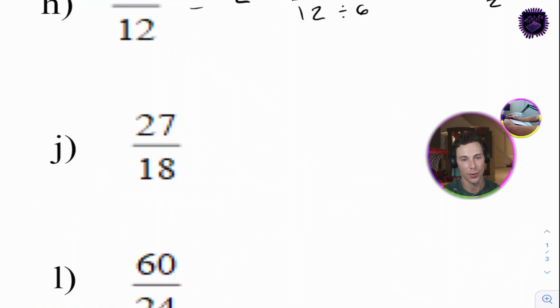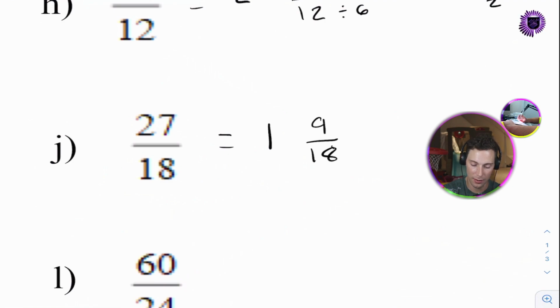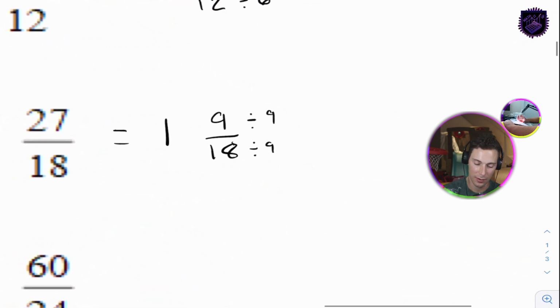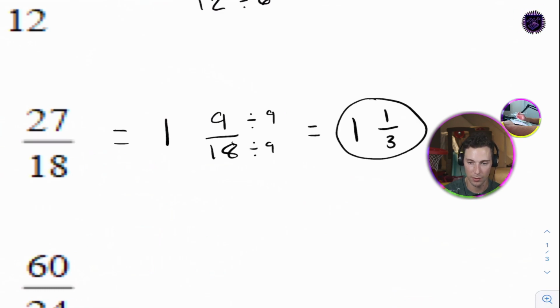27/18. So I can definitely take one group of 18, leaving 9/18. So this is going to be equal to 1 and 9/18, because I've taken a whole group of 18 from 27. But now I can simplify this by dividing by the greatest common factor, which is 9. 9 is a factor of itself. And so this is going to equal 1/3. So my answer is going to be 1 1/3.